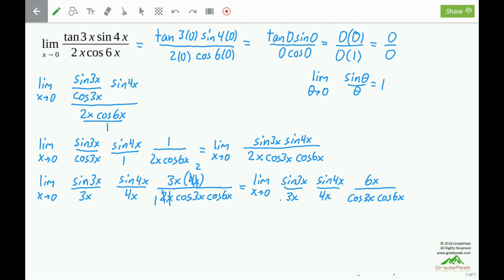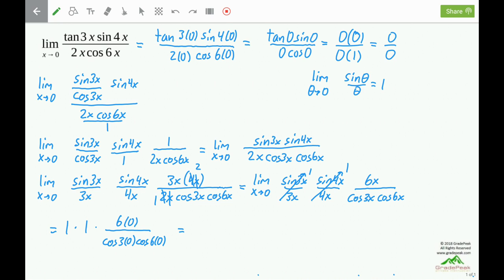The first fraction is the perfect identity, matching the phase of the sine with the other position. The second fraction, same thing, the identity. Both of those are going to be 1s. And this will eliminate the 0 over 0 indeterminate form. So we have 1 times 1 times, and now we can plug a 0 in for the remaining x's, so times 6 times 0 divided by the cosine of 3 times 0 and the cosine of 6 times 0.